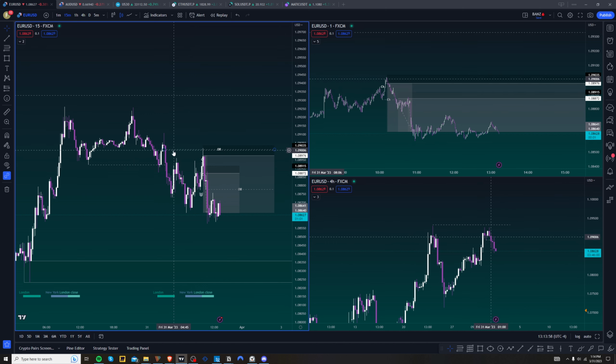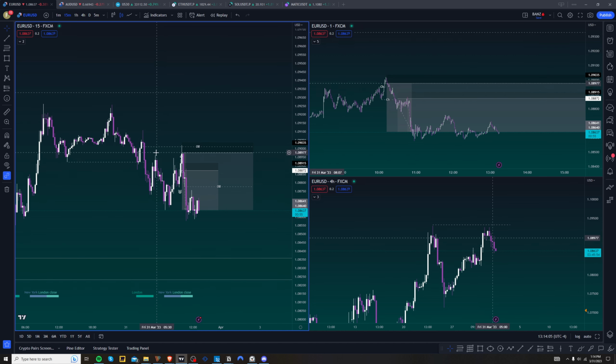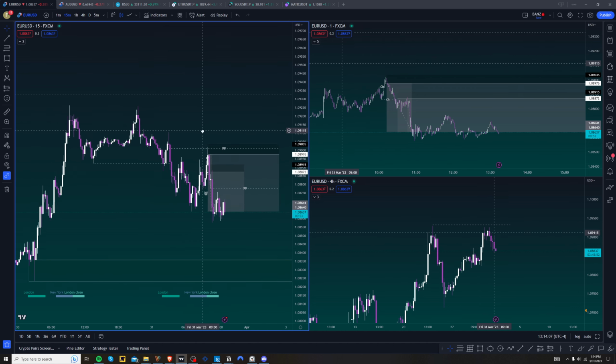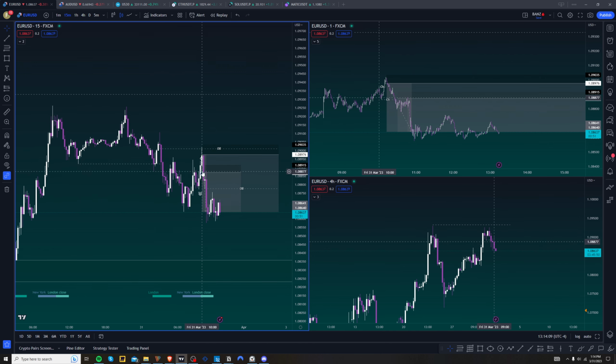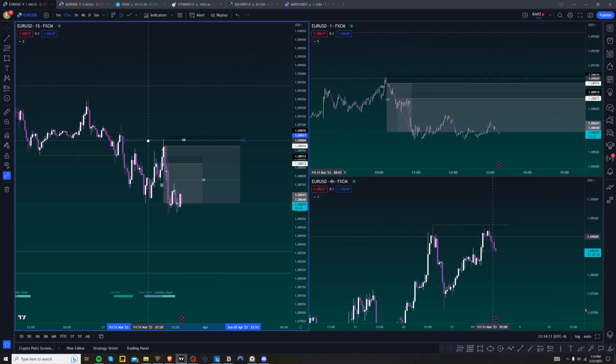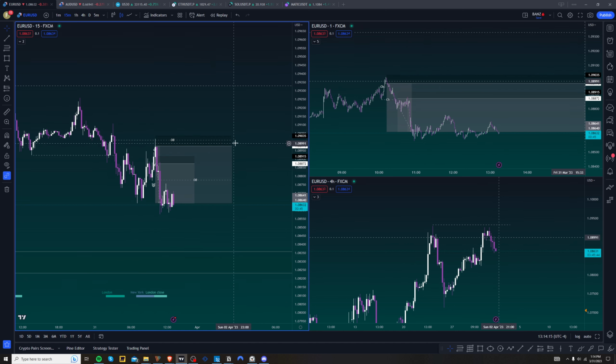So I knew that we could still tap the OB and there would still be a reaction, because the orders were never picked up here. The market was just rebalancing. It never picked up the orders, so I can mark out my OB. It was never touched, so it's fresh, and that means it's very sensitive, meaning that once it is tapped, there's going to be a good reaction off of it.